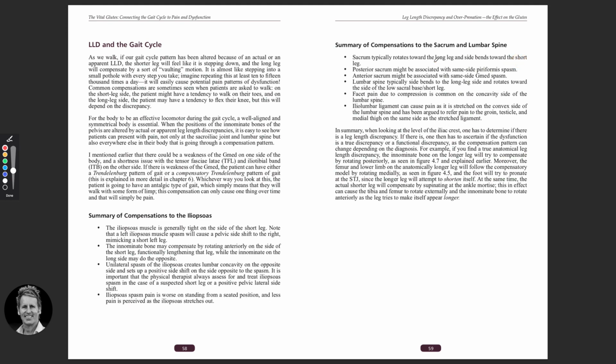So if the left leg is longer, then we'll have a left on left sacral torsion. And if the right leg is longer, you'll have a right on right, which is not normal. So just bear that in mind. Around in here, you can have a read of some of that.